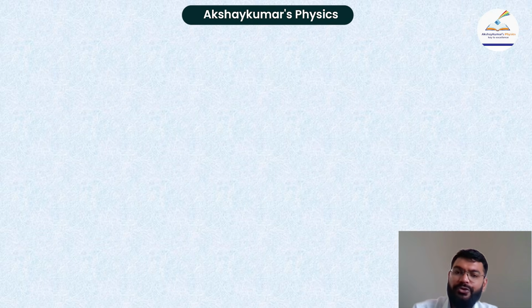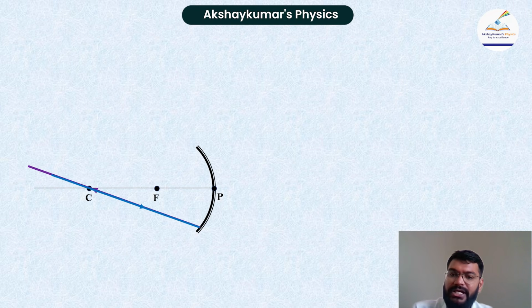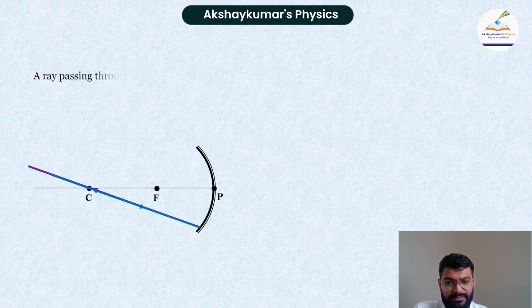Now we will move towards the third rule for the image formation of the concave mirror. The third rule is when the incident ray is passing through center of curvature, after reflection, it will bounce back along the same path. I'll repeat myself. If the incident ray is passing through center of curvature, after reflection, it will bounce back along the same path.